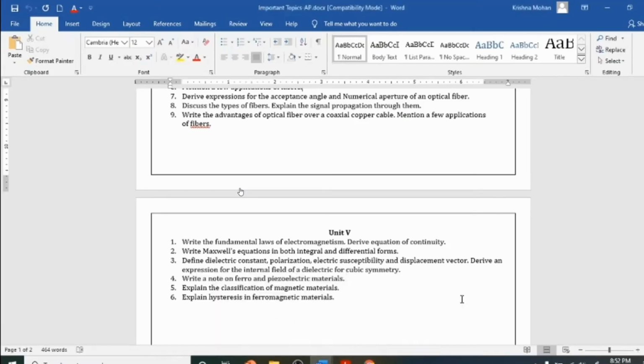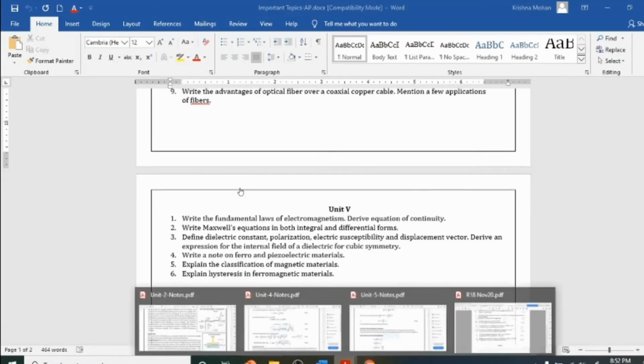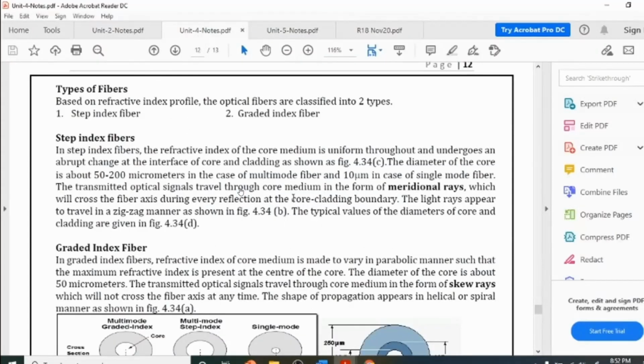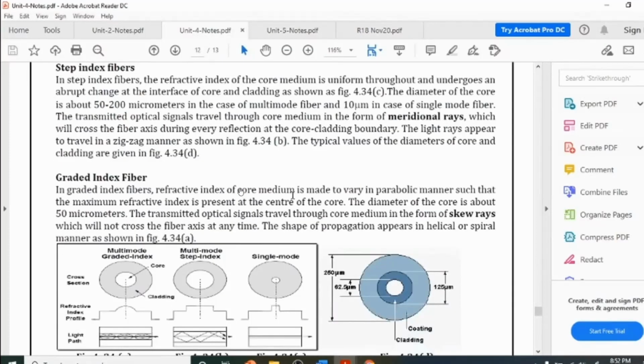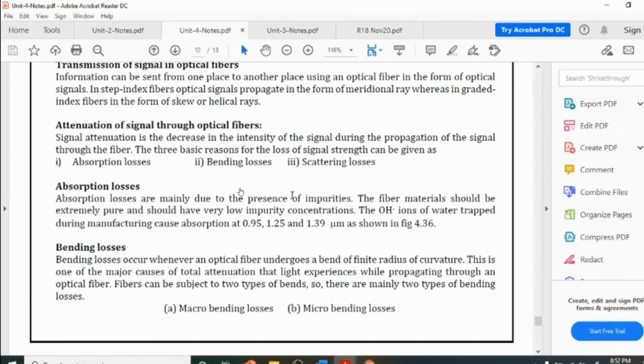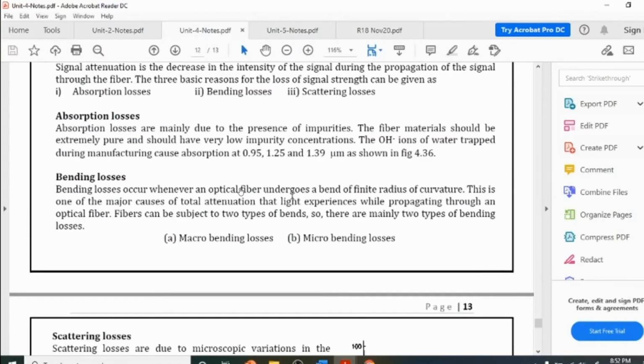Now moving on to the second part of this, the fifth unit. Anyway, we will touch fifth unit, where you would be having dielectrics. So this is all about the fourth unit. So you may have types of fibers also, the step index, the grade index fibers, the attenuation, that means the loss of signal strength while the light or electromagnetic wave passes through the fiber. So these are absorption losses, bending losses and scattering losses.